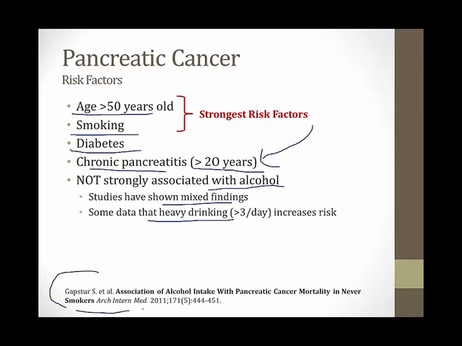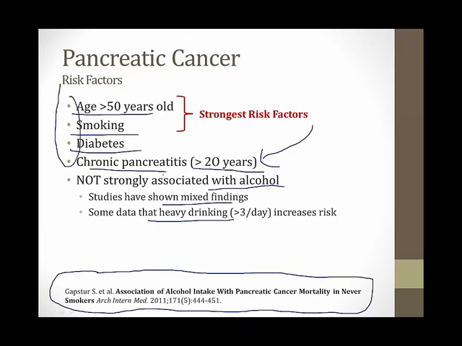I've put a review article on the bottom of the screen here if you want to read more about the complex association between alcohol and pancreatic cancer. But a classic trick board question is to ask you for a risk factor for pancreatic cancer and have alcohol among the choices. That is usually not the correct choice. It's usually one of these other things I've listed on the screen here.